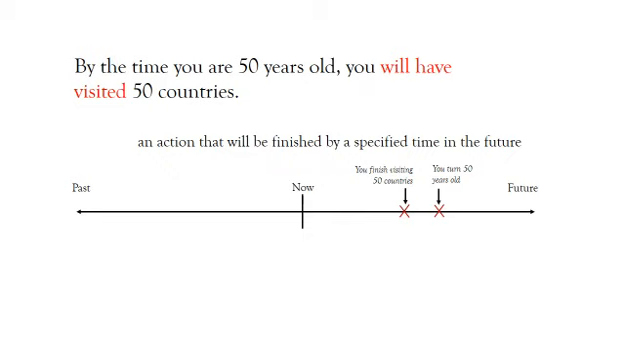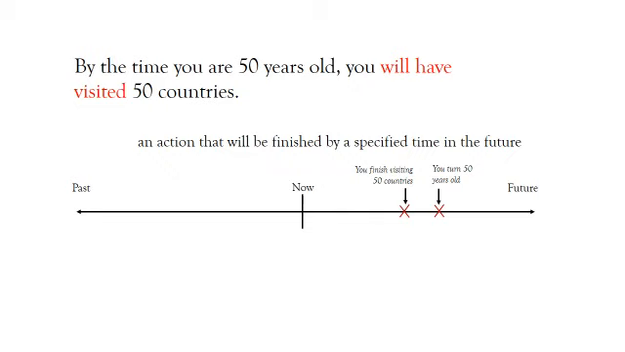You are maybe now 35. We are talking about the time when you will be 50 years old. And the other action is you finish visiting 50 different countries. You haven't finished visiting 50 different countries yet. Maybe you have visited 2 or 5 or 15 countries. But in the future, there will be a point by which you will have visited 50 countries. So, when you turn 50 years old, you will have visited 50 countries. Both these actions are in the future.